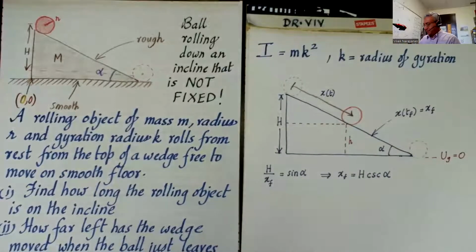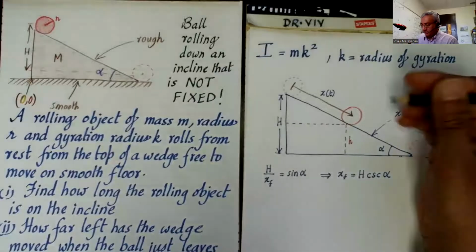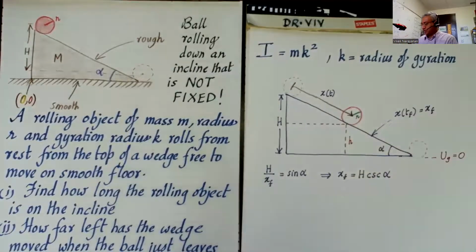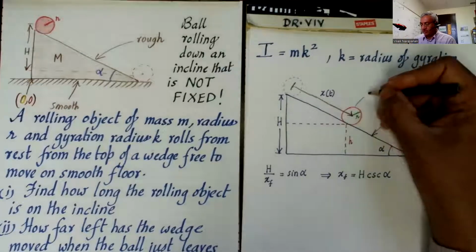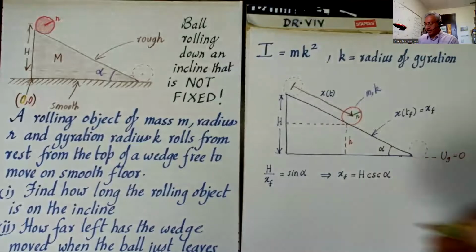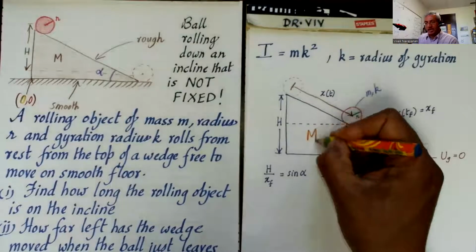So that's what we have. The radius of the ball is little r. The mass of the ball is m. The radius of gyration is k. The mass of the wedge is capital M.